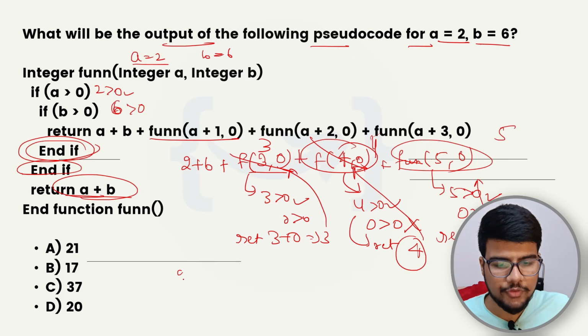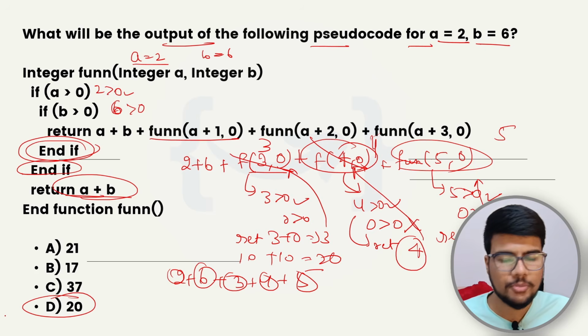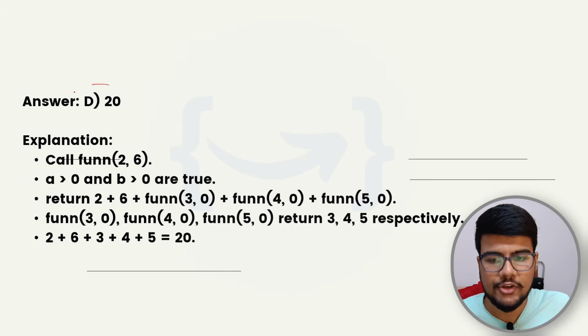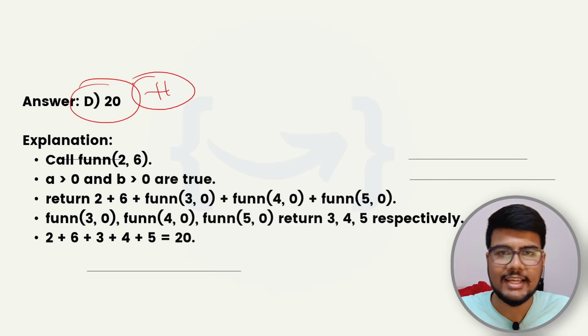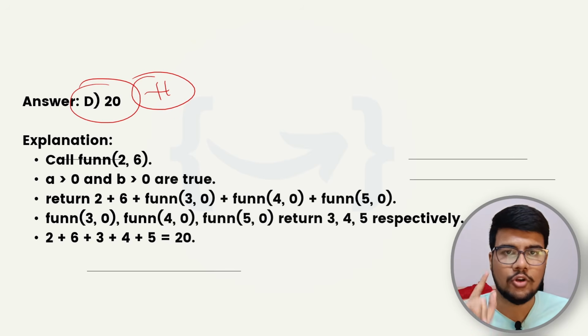So how many numbers do we have? 2 plus 6 plus 3 plus 4 plus 5. Okay, great. So 6 plus 4 is 10, and 3 plus 2 is 5, and 5 plus 5 is 10. So 10 plus 10 is 20. Now I can see the D option is equivalent to 20. Without wasting time, yes, D is equivalent to 20 and +1 for your right answer. Great. You can see the explanation. Stop this video and read this particular explanation if you have not understood it.